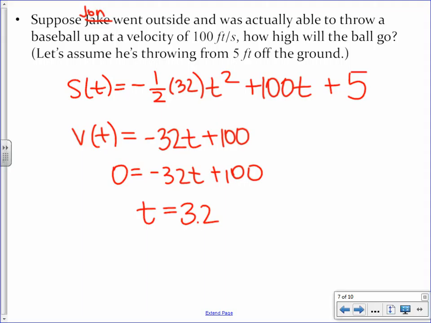Carly, what does 3.2 stand for? Time. The time that it hits our height, correct? But I'm asking for how high will the ball go? So Nathan, what do we do with 3.2? Is it exactly 3.2? It's 3.125? We need to keep it as exact as we can. Okay? So we need to plug that into position.